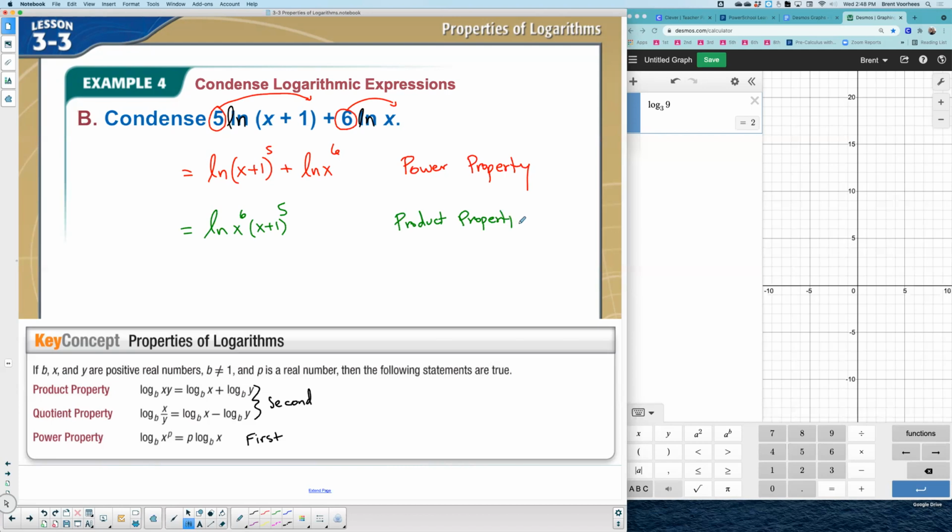Is there anything I can simplify or change here? I don't think so. I think that's our solution. So no simplification this time, but I did put the x to the 6th first just because that x was isolated without a transformation.